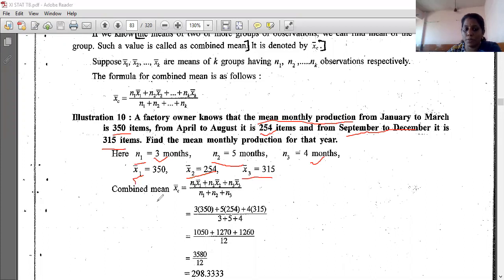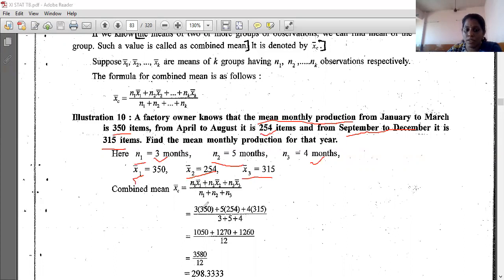So according to our formula, the combined mean is denoted by X bar C. Instead of writing combined mean fully, we will be using X bar C. So that is N1 X bar 1 plus N2 X bar 2 plus N3 X bar 3 upon N1 plus N2 plus N3. Between N1 and X bar 1 there is a multiplication sign. So 3 into 350 plus 5 into 254 plus 4 into 315 divided by 3 plus 5 plus 4.